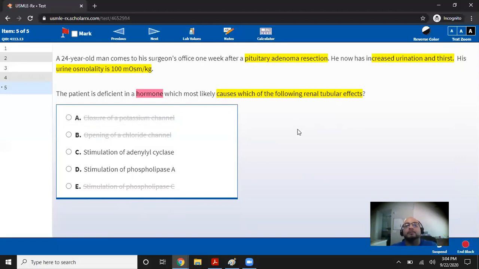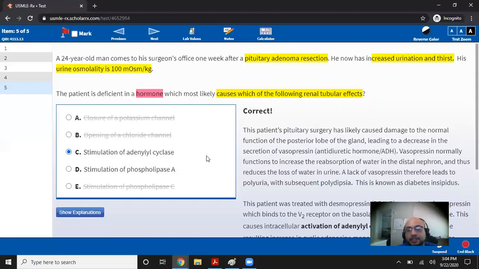So now it asks, which of the following does the hormone cause? Renal tubular effects where? Stimulation of adenylate cyclase, or is it stimulation of phospholipase A? So your gut should say adenylate cyclase. Nice job, okay? And there it is. That's how we do it, okay, everyone?